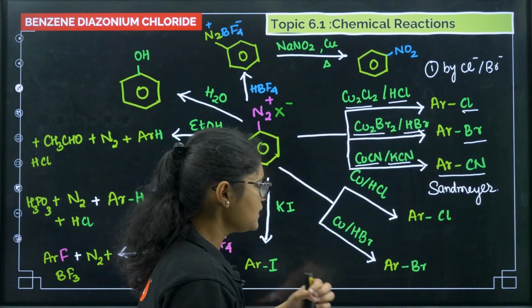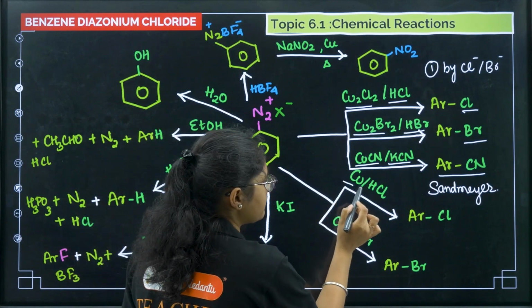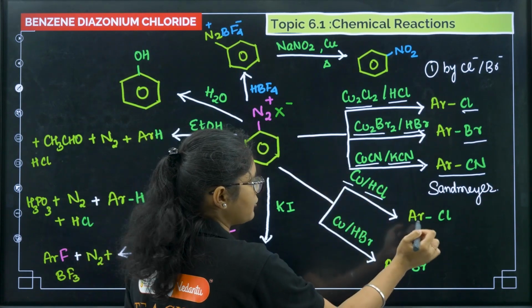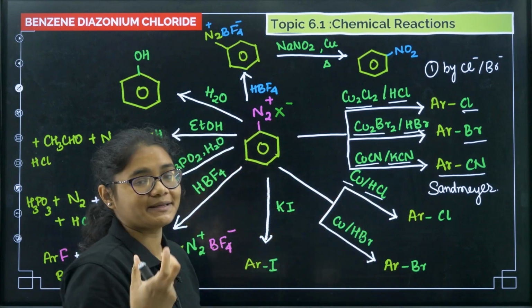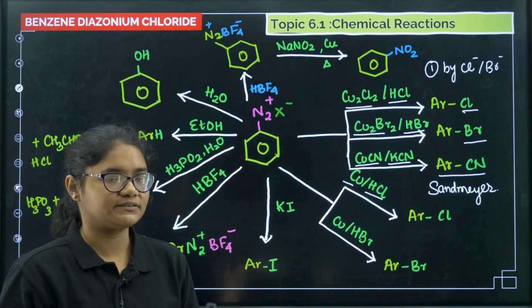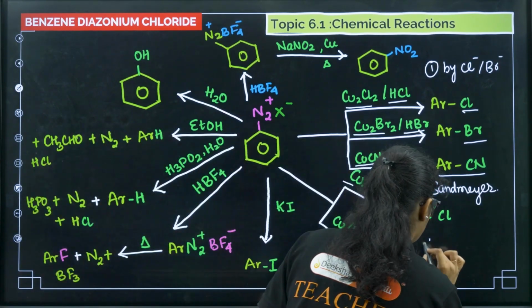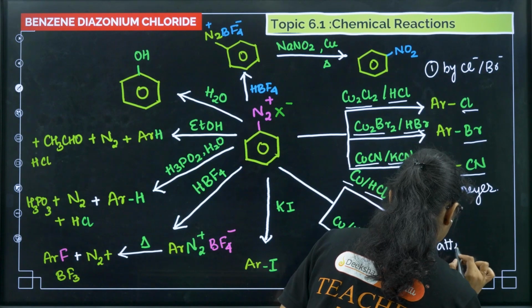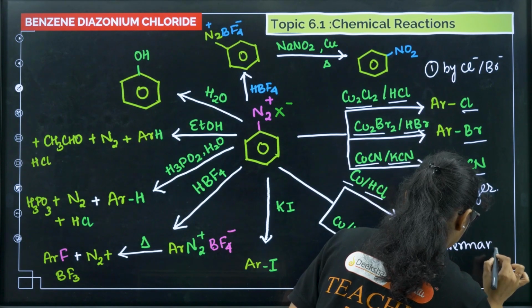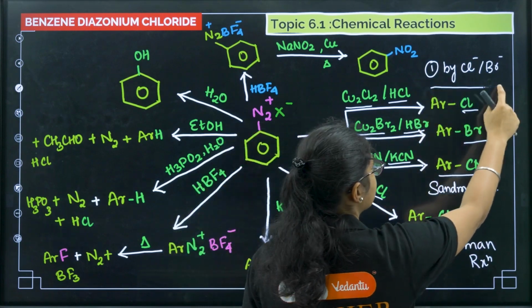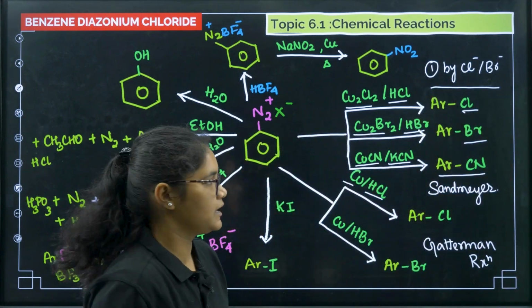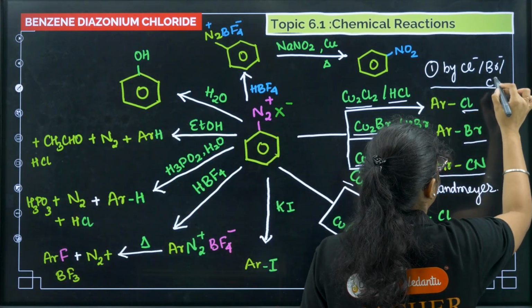Now these types of reactions where you use a copper salt are called the Sandmeyer reaction. If you use only copper and HCl, you still get the same product, chlorobenzene. Copper and HBr, you get bromobenzene. But here you are using metallic copper, not a copper salt. So these types of reactions are called the Gattermann reaction. These two come under replacement by Cl minus, Br minus or CN minus.